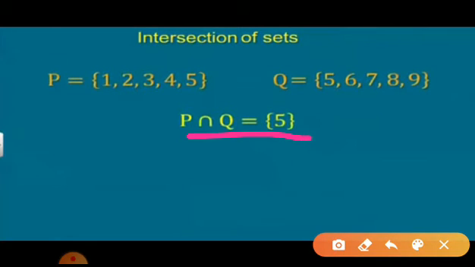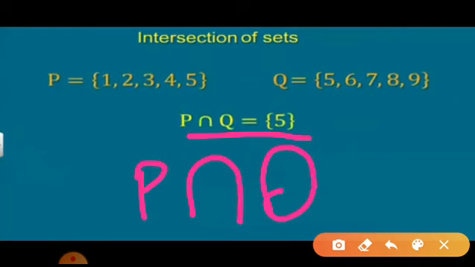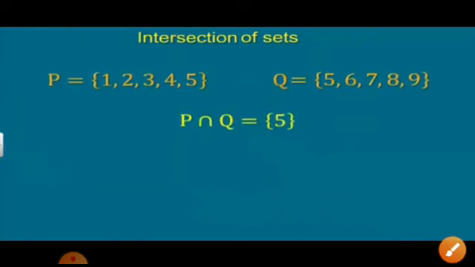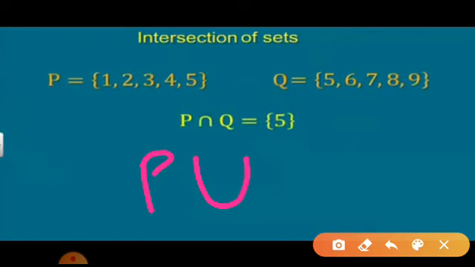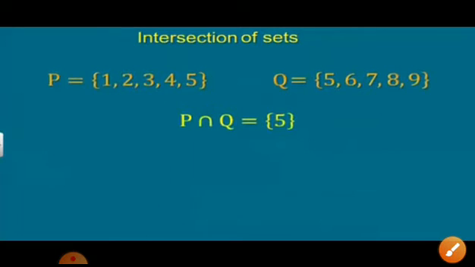And see how it can be represented. Intersection is represented by this symbol, just tilt your U upside down. So it will be P intersection Q, and you read it as P intersection Q. If it is written the other way, it is P union Q. In this case, it is the singleton {5}.